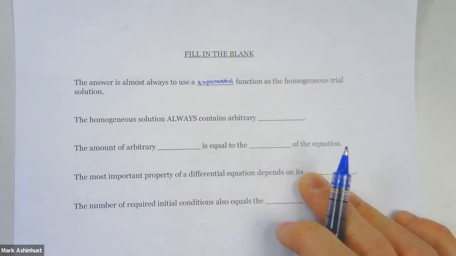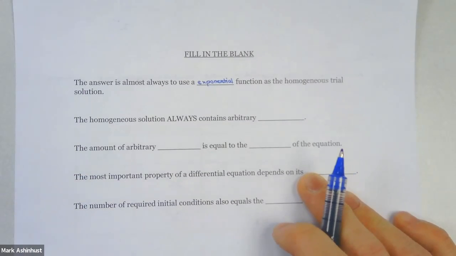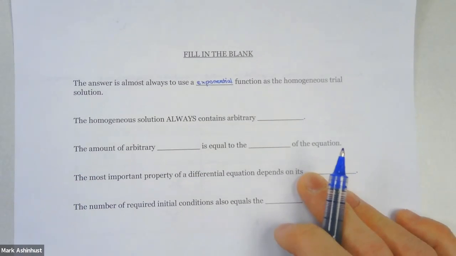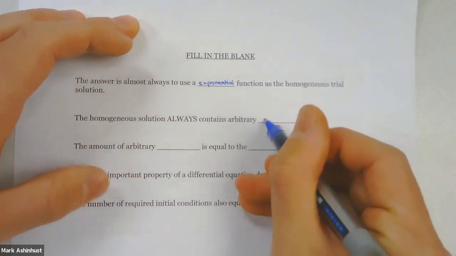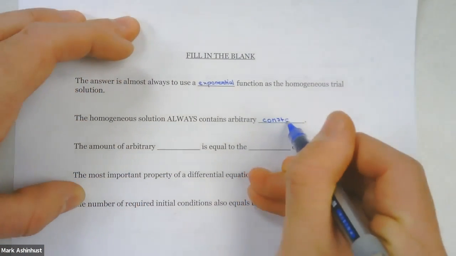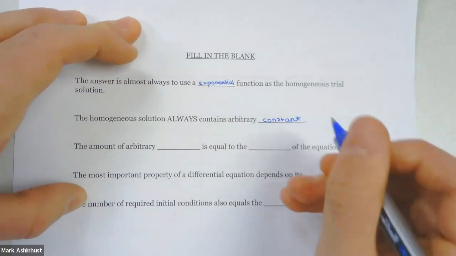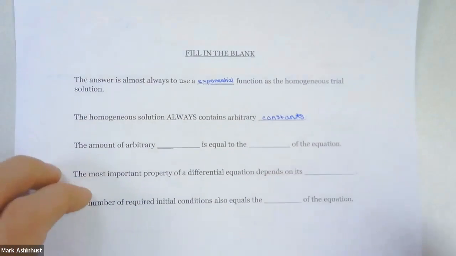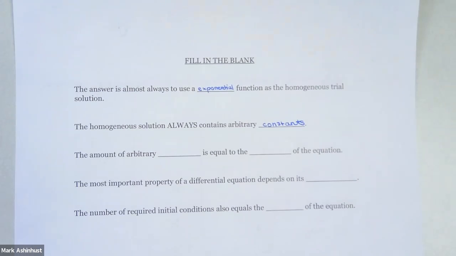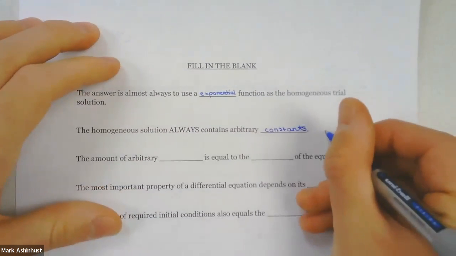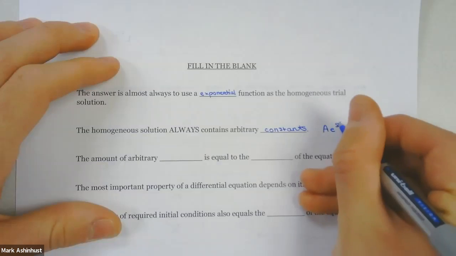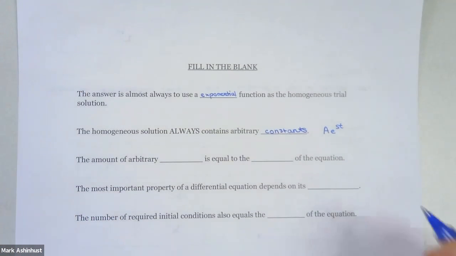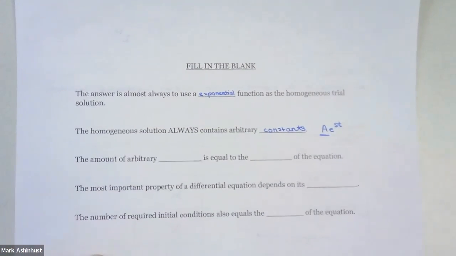The homogeneous solution always contains arbitrary constants. It's always going to have arbitrary constants. The constants could be anything. So if you don't see a constant in front of it, it has one. It's just one. Those are like the A before the e to the st. That's the arbitrary constant, exactly. So if you see A e to the st when you're solving them, A is the arbitrary constant.